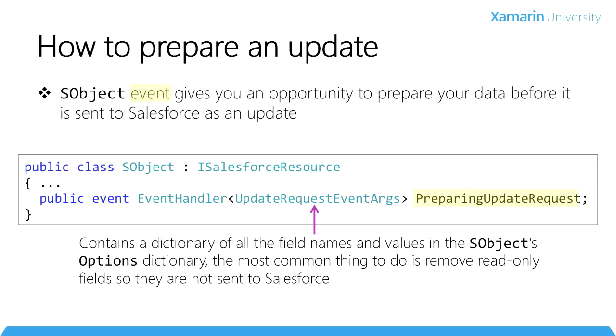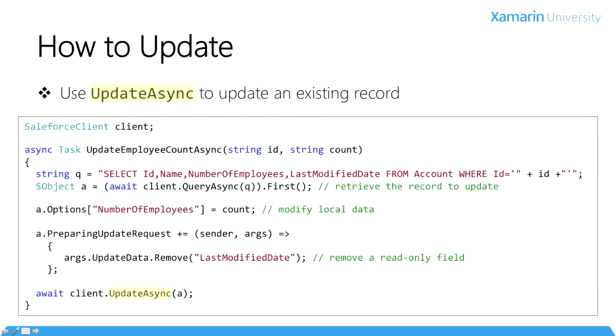You then proceed to modify the phone number for one of the SObjects and send the modified SObject to Salesforce as an update. The problem here is that the update operation will fail because Salesforce Client will send both fields, phone and last modified date. And the server is not able to modify that read-only field, last modified date. So preparing update request gives us a dictionary containing all the values of the options dictionary. And at this point, we can then clean up the read-only fields, i.e. removing them from the dictionary, and then submit the information back to the server. So let's see how we can implement this.